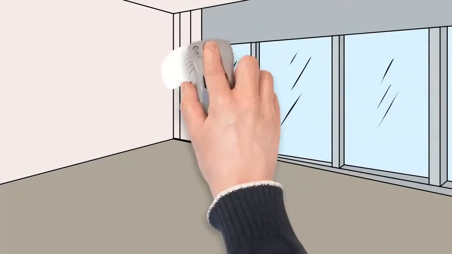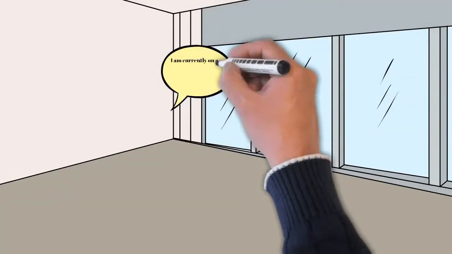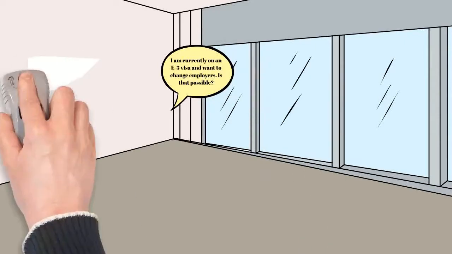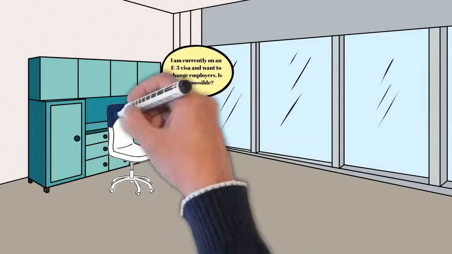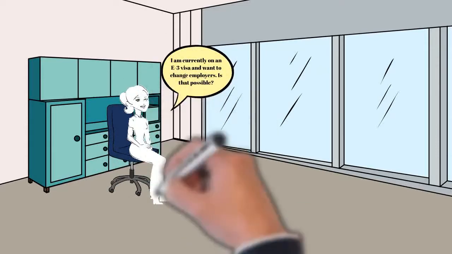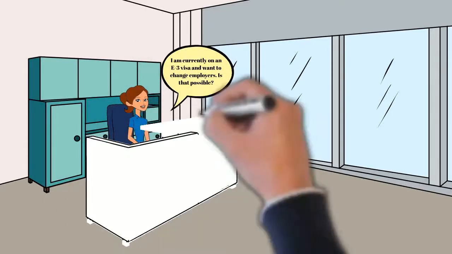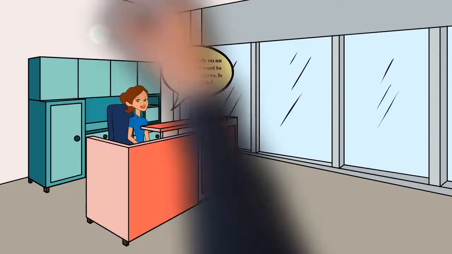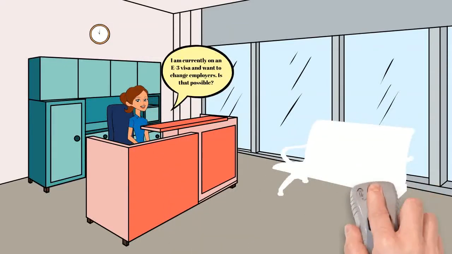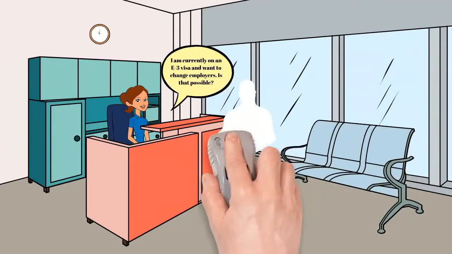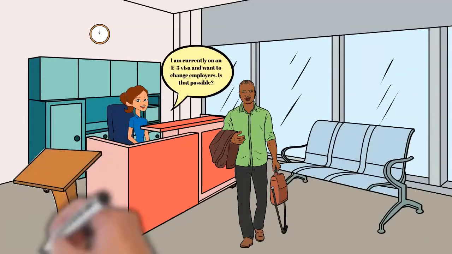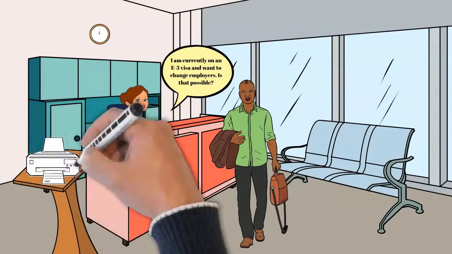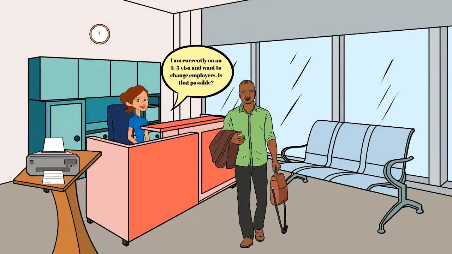I am currently on an E-3 visa and want to change employers. Is that possible? Yes, someone who currently has E-3 status in the US can change employers, but there are several steps that are required before this change can happen. First, the new employer must obtain a certified labor condition application for the position, and then they must file a Form I-129 application. You cannot start working for the new employer until the Form I-129 is approved by USCIS.